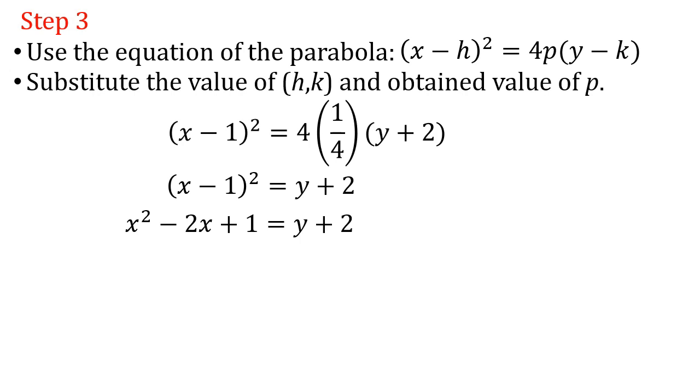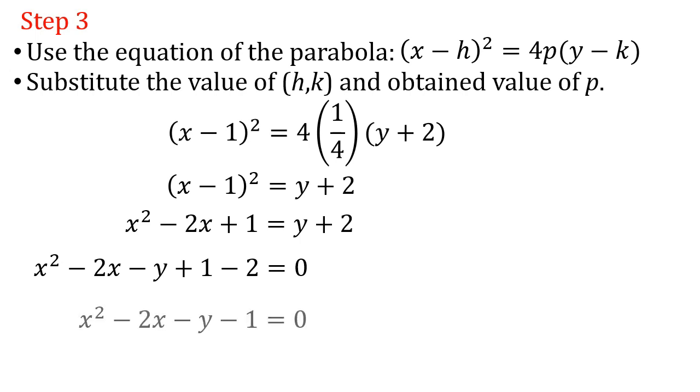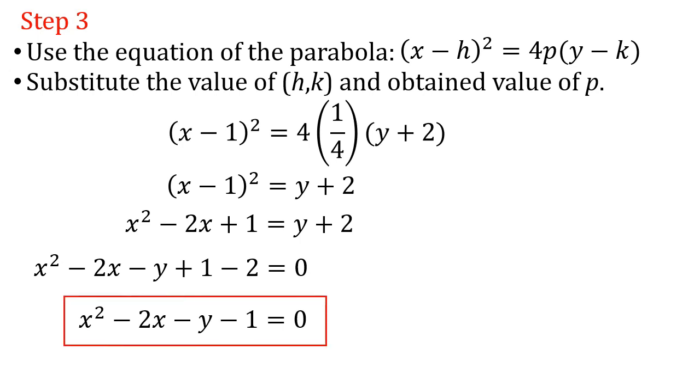Then use squaring of binomial in x minus 1 squared so that it will become x squared minus 2x plus 1 equals y plus 2. Then write x squared and the term with x beside each other. So this will become x squared minus 2x minus y plus 1 minus 2 equals 0. Then just simplify, it will become x squared minus 2x minus y minus 1 equals 0. So this equation is in general form.